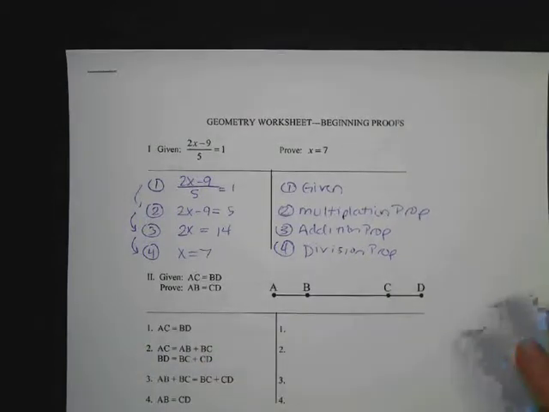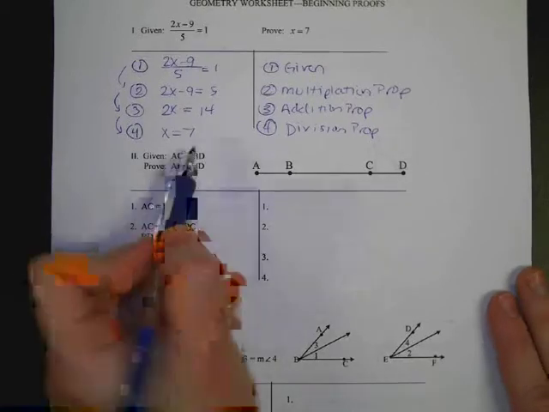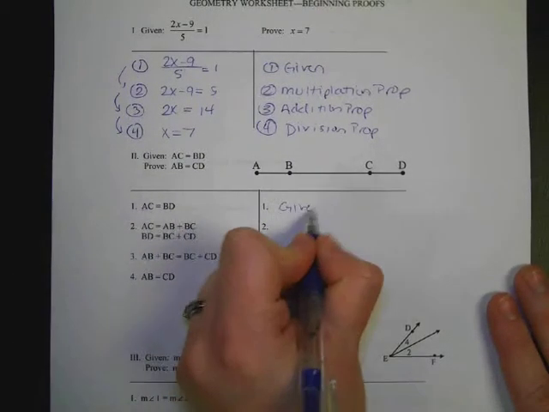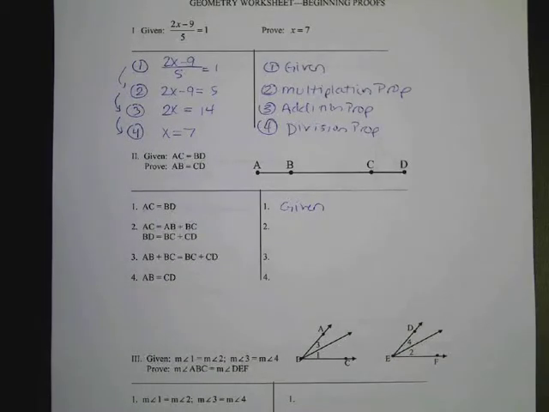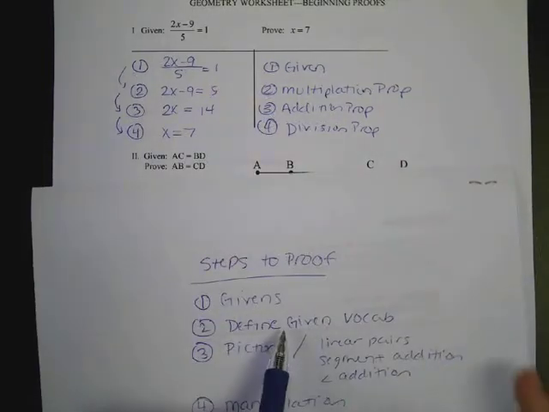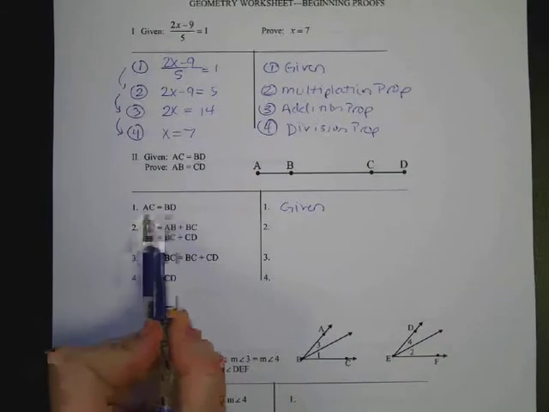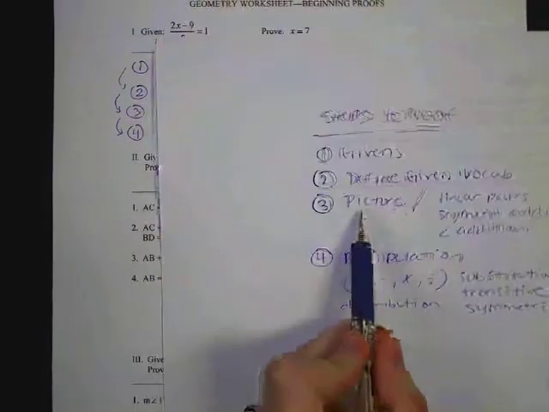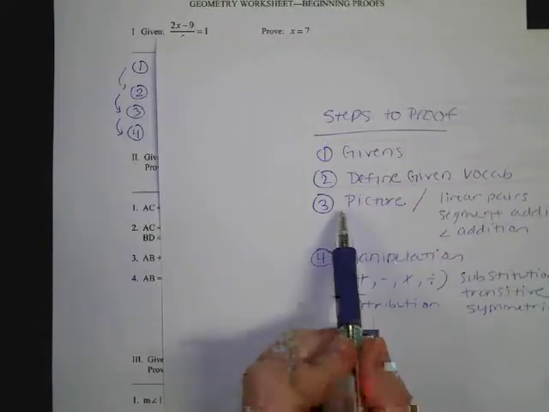All right, looking at this next proof, number 2, we have that AC is equal to BD, and that's my first step. And I know that is because it's given. So following the steps of my proof, see if I can find where I put my steps again. The first step is to look at your givens. The second step is to define your given vocabulary. Since I'm not given any vocab words in number 1, I need to move straight to step 3, which is pull things from the picture.